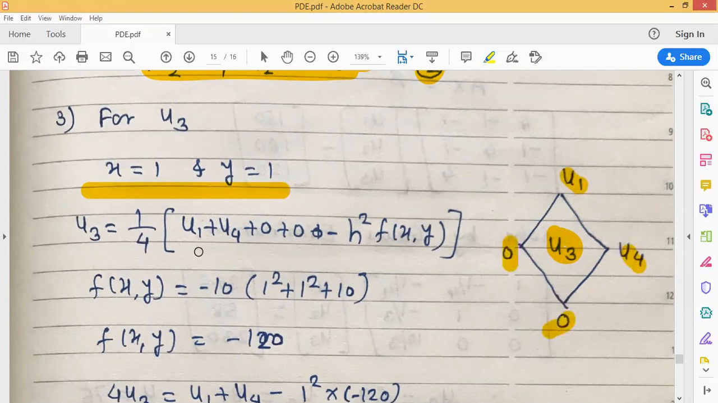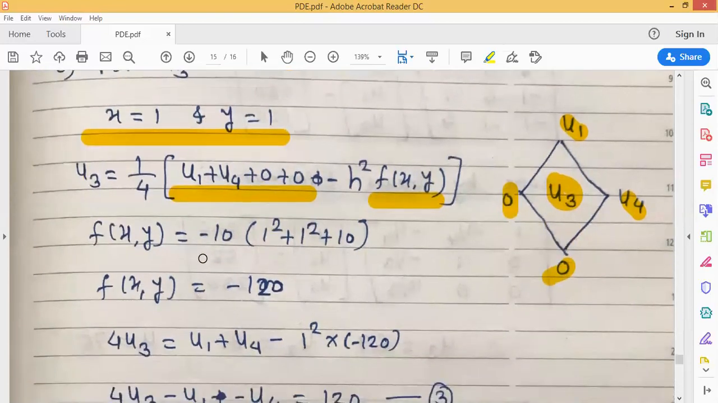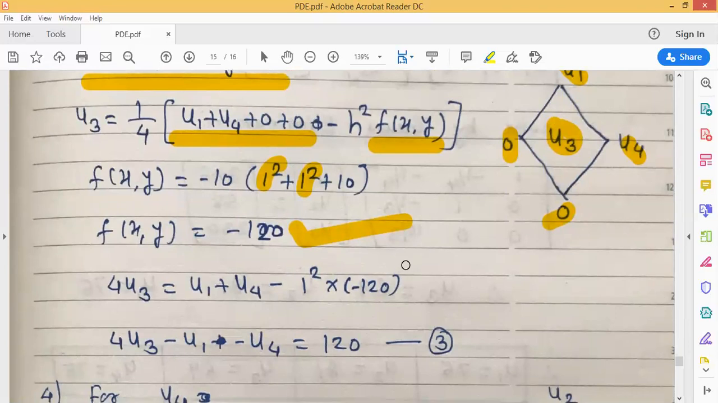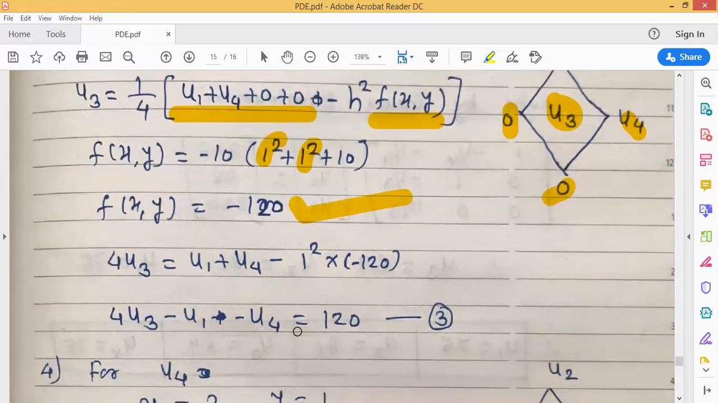So 1 upon 4 times the addition of corner points, minus h square into f of the function, which we find in terms of x and y. Here you have to put the values of x, y, and then find the function f of x. From that, again we have to find the third simultaneous equation. This is the constant, and these are the unknowns.